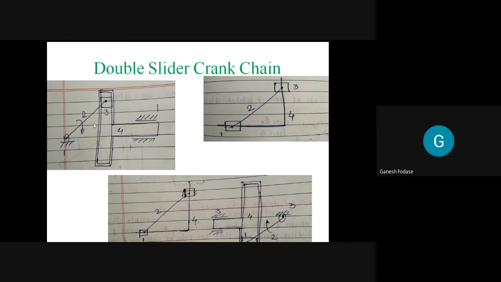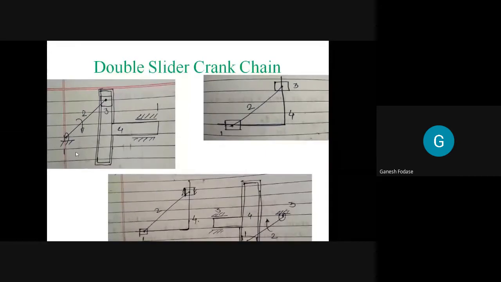Link 3 with 4 also forms a prismatic pair. So 1 and 3 with 4 will form a prismatic pair, while 2 with 1 and 2 with 3 will form a revolute or turning pair. So the pairs remain the same. The motion obtained here is when 2 rotates, 4 will reciprocate. That is the Scotch-Yoke mechanism. A similar mechanism is obtained when, instead of link number 1, link number 3 gets fixed. You can see this mechanism.